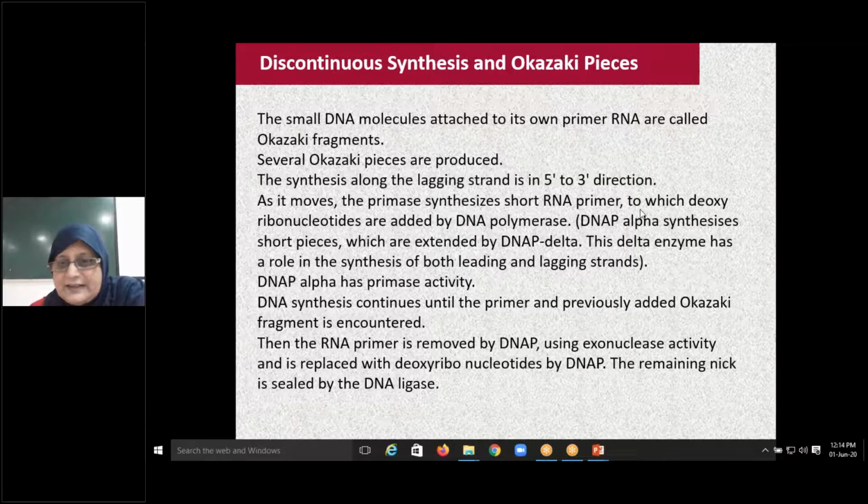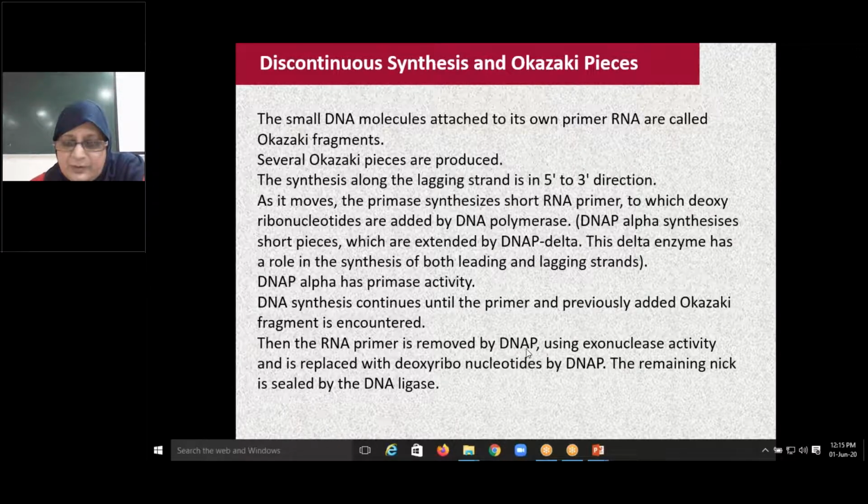So DNA polymerase alpha, we said, synthesizes the RNA primer, and the extension of that is done by DNA polymerase delta. So delta has a main role in the synthesis of both the leading and the lagging strand. Alpha has primase activity, and DNA synthesis continues until the primer of the previously added Okazaki fragment is encountered. Then the RNA primer will be removed by DNA polymerase using exonuclease activity.